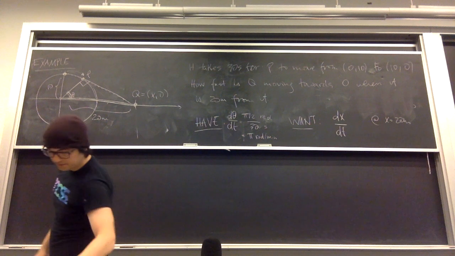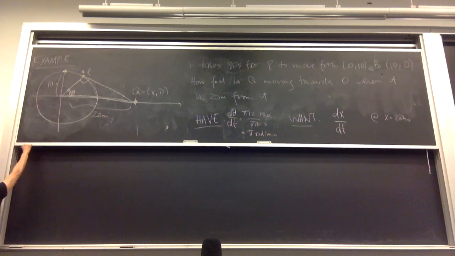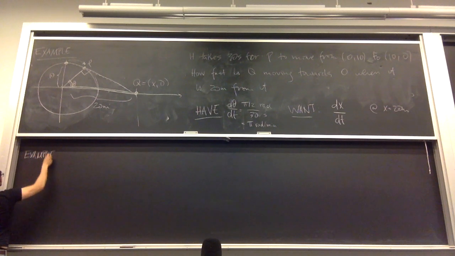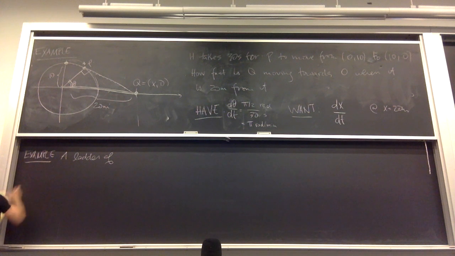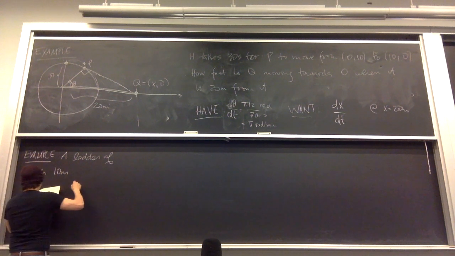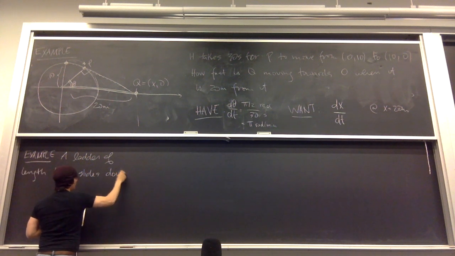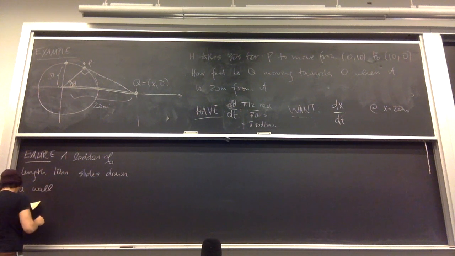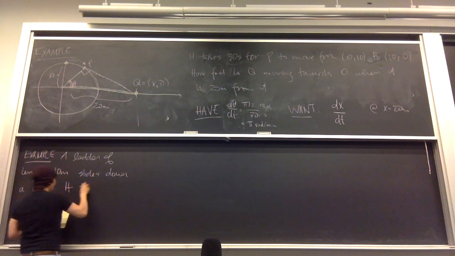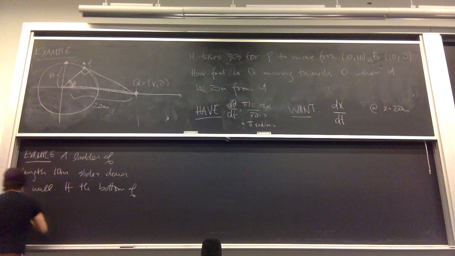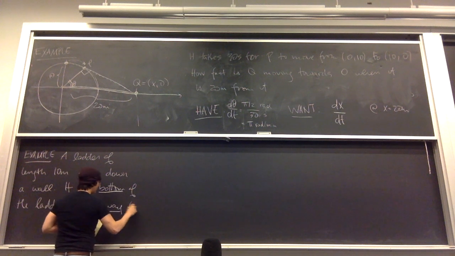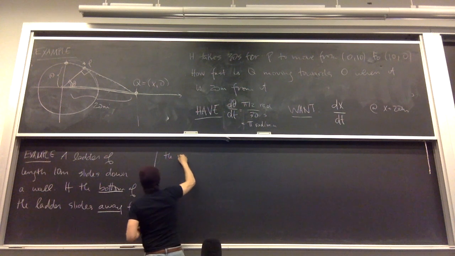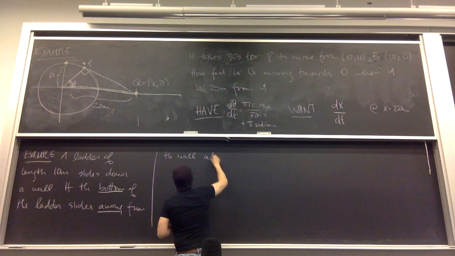Last question for today. It's the ladder question. A ladder of length 10 meters slides down a wall, if the bottom of the ladder slides away from the wall at 1 meter per second.